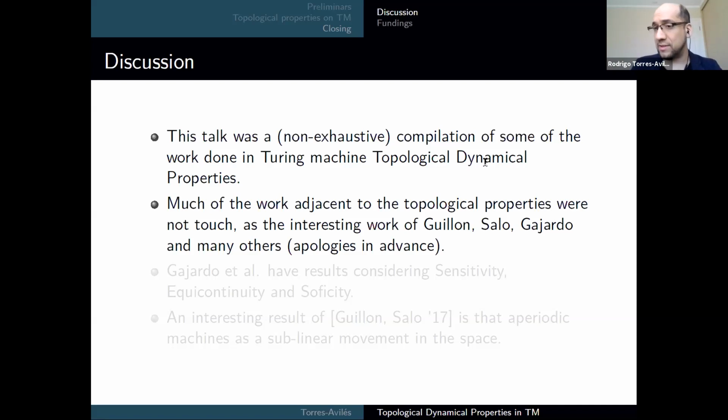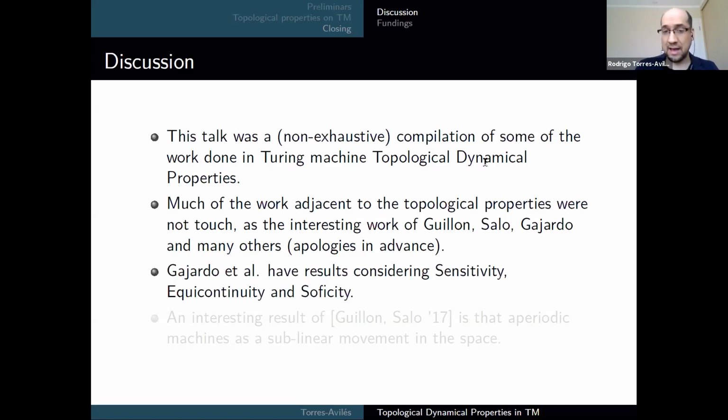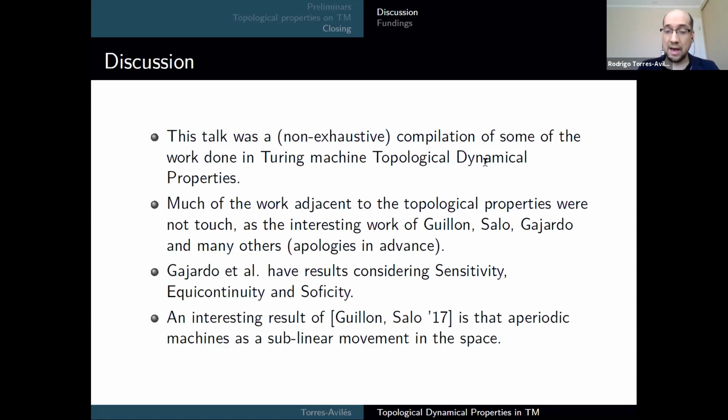Two interesting results that I want to address are that of Gajardo and her co-workers about the sensitivity, continuity, and sophisticity of topological Turing machines, and the result highlighted in Tony's presentation, that aperiodic machines have a sublinear movement in space, with a first result by Jandel and later a tighter asymptotic behavior by Guillaume Salo.